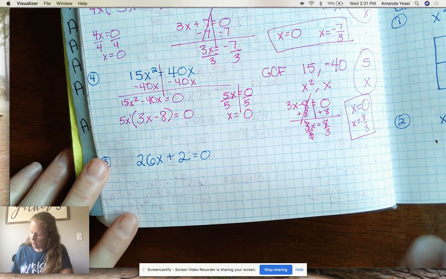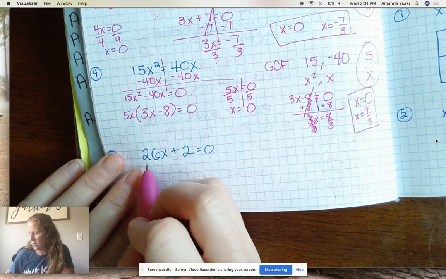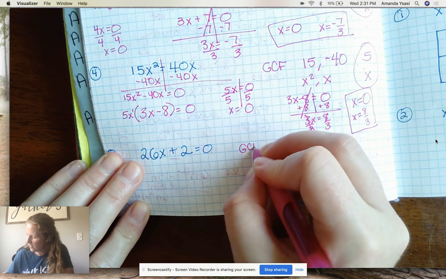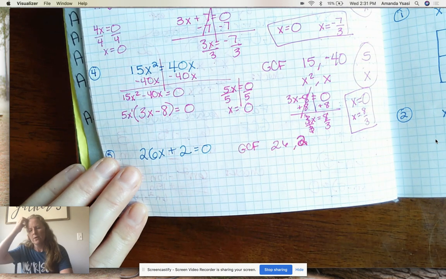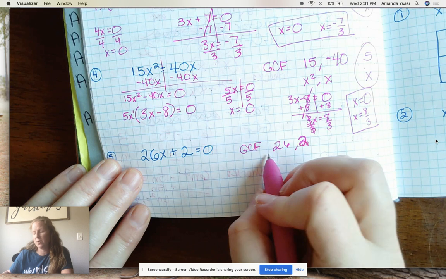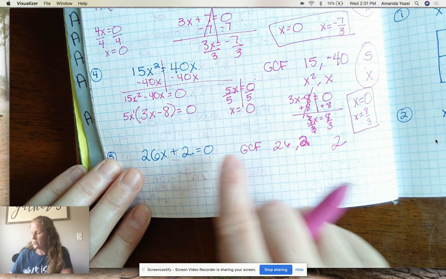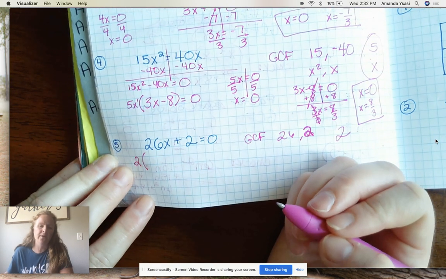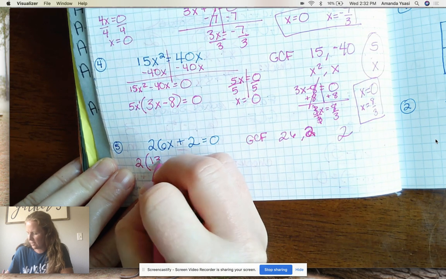Okay, and then our last one, 26x plus 2. So we have a 26 and we have a 2. I mean, why did I write 6? I don't know. 2. The only factors of 2 are 2 and 1. 2 will go into 26, so 2. And then we have an x, and then we have nothing. So our only factor is 2. So 2, parentheses. We don't have a variable on the outside. 26 divided by 2 is 13.